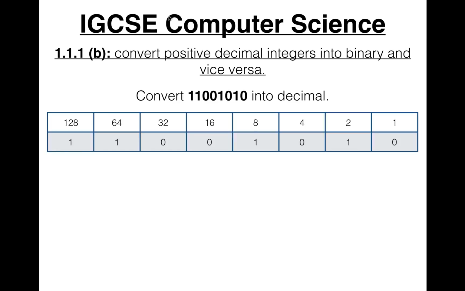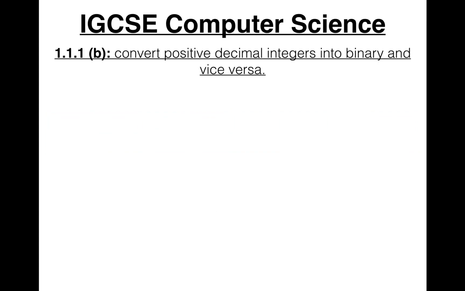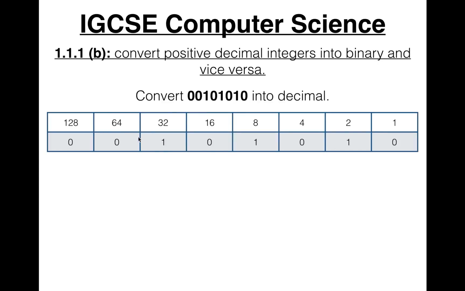Take this number here, for example. What you do is set out your binary table here and plug the numbers in. You do the same thing introduced to you in the beginning of this video. So it would be 128 times 1 plus 64 times 1 and so on, which would give you 202. It's the same thing with this. Plug in the values, find the parts which only have a 1 below them, which are these. 32 times 1 plus 8 times 1 plus 2 times 1 gives you 42.